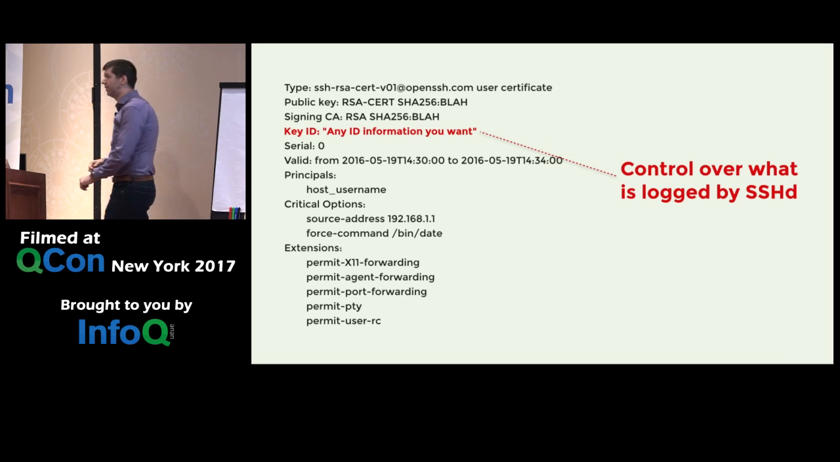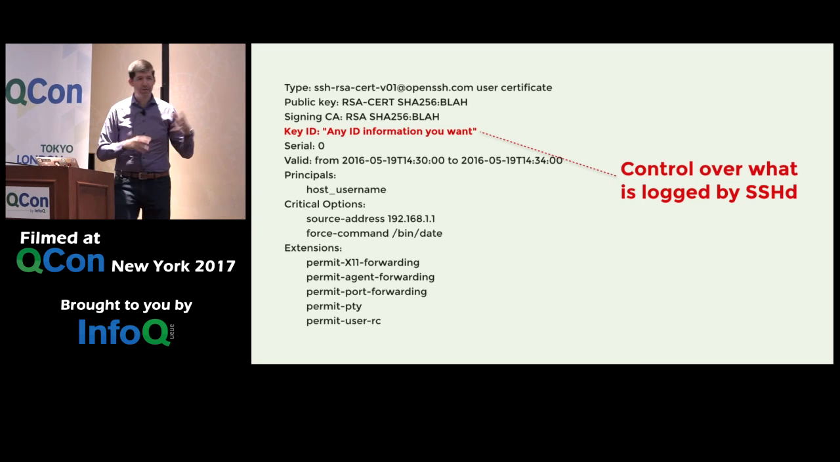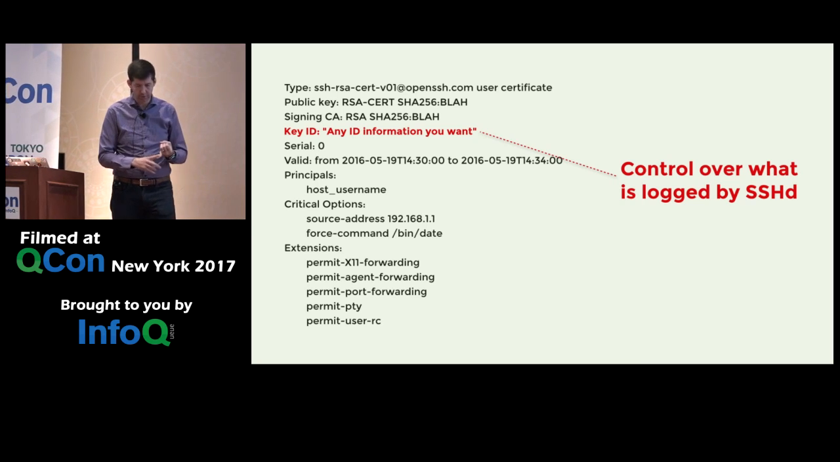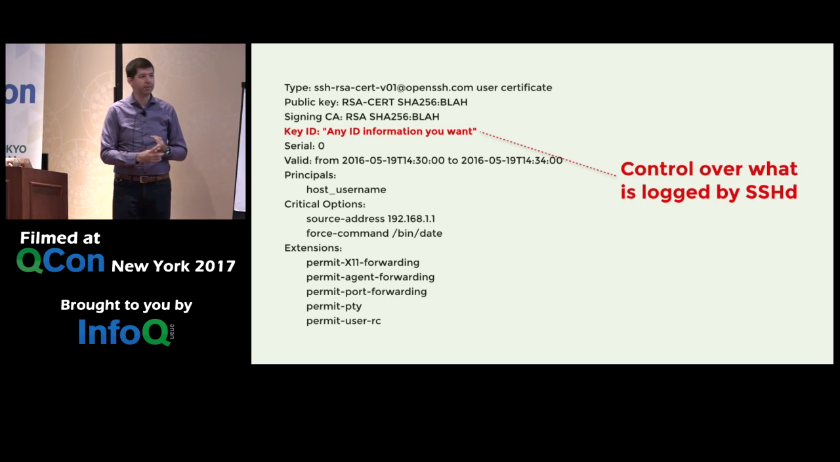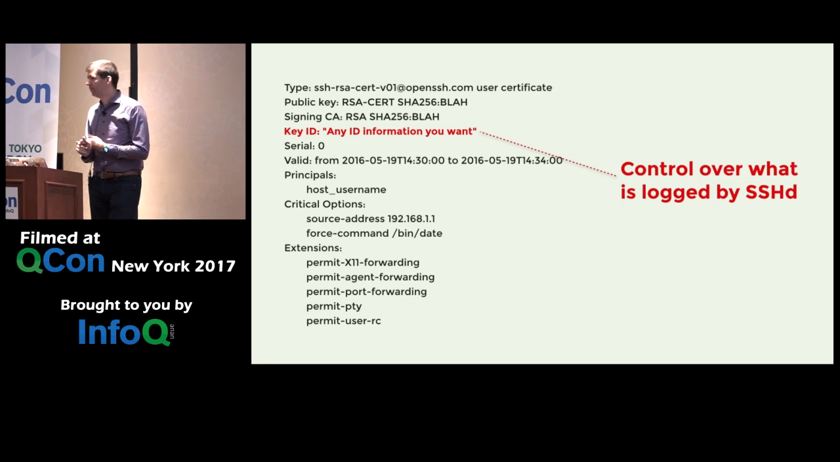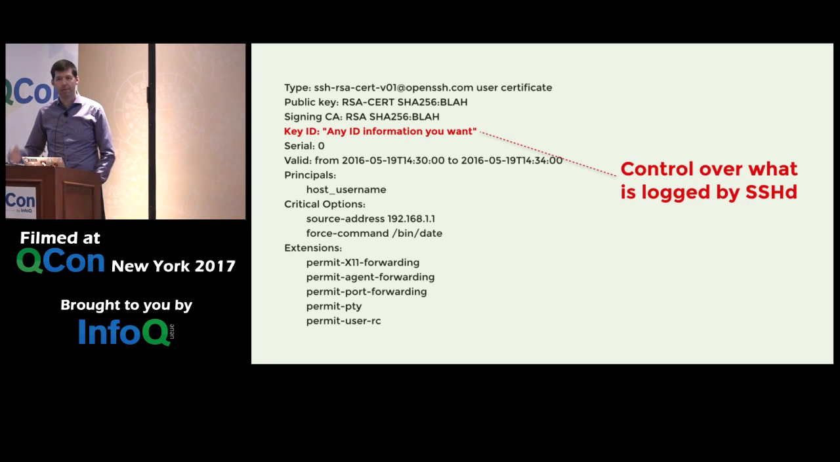Now, this is super cool because that means at the time that we're minting this certificate, we can package up a whole bunch of information like who's this user, what Bastion are they coming from, what's the lifespan of this certificate, all sorts of interesting things that you might care to create an audit trail for. You can just bake right into there, and then it automatically gets logged for you.